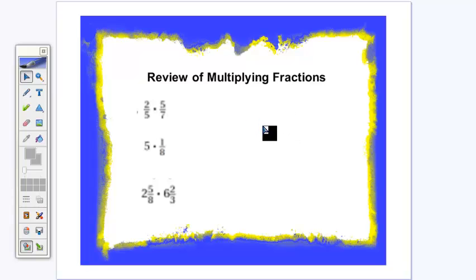Now, before we get started with the rational numbers, go ahead and do this as a review to see if you are comfortable with multiplying fractions. Pause and then come back to get the answers.